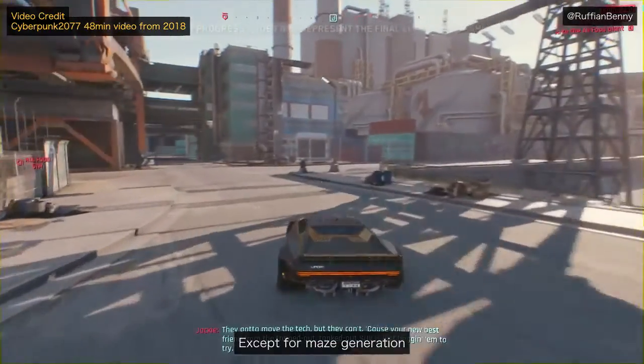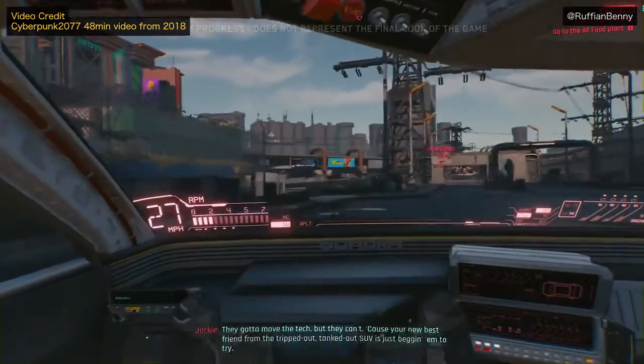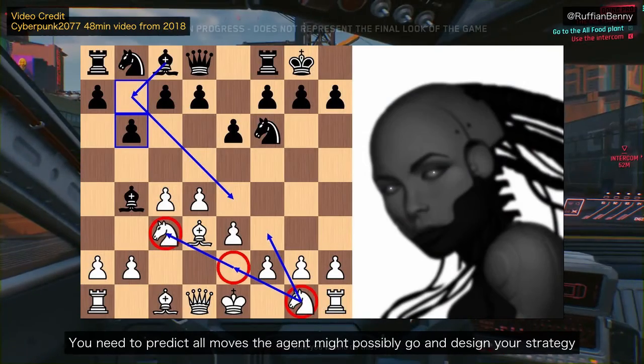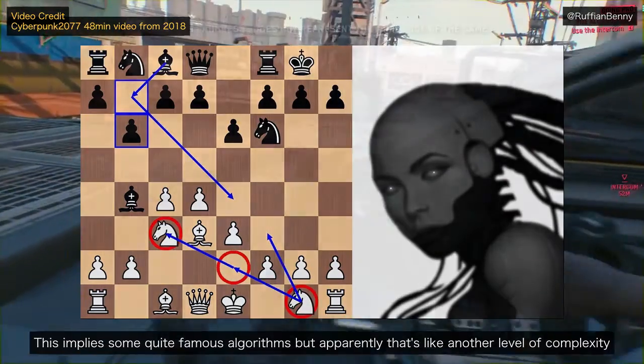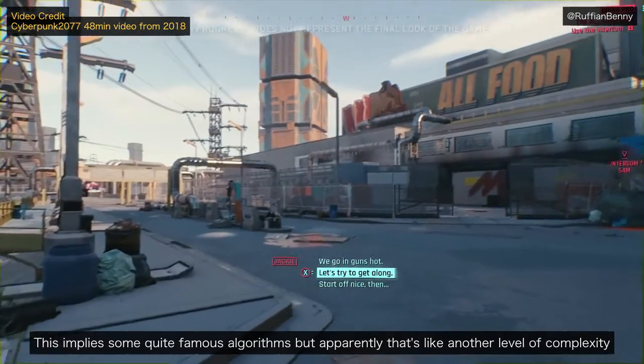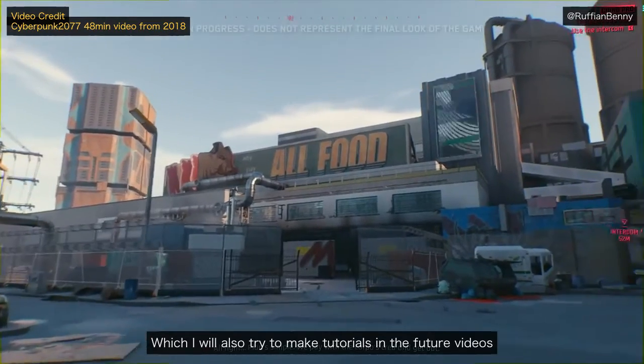Except for maze generation, this kind of backtracking idea can also be used to make a little AI. For example, in a chess game, you need to predict all the moves the agent might possibly go and design your strategy. This implies some quite famous algorithms, but apparently that's another new level of complexity, which I will also try to do tutorials on in future videos.